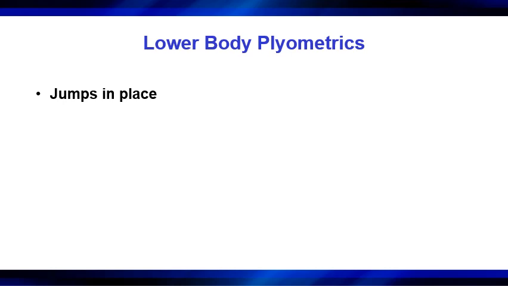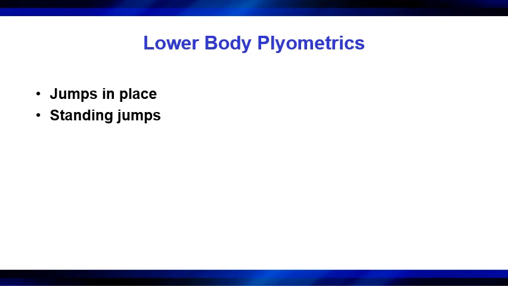So jumps in place are drills that involve jumping and landing in the same spot. So this is emphasizing the vertical component of jumping, and these are going to be performed repeatedly without rest in between jumps, okay? So the time in between jumps is basically going to be your stretch-shortening cycle's amortization phase, okay? Things like squat jumps and tuck jumps would be some examples of this.